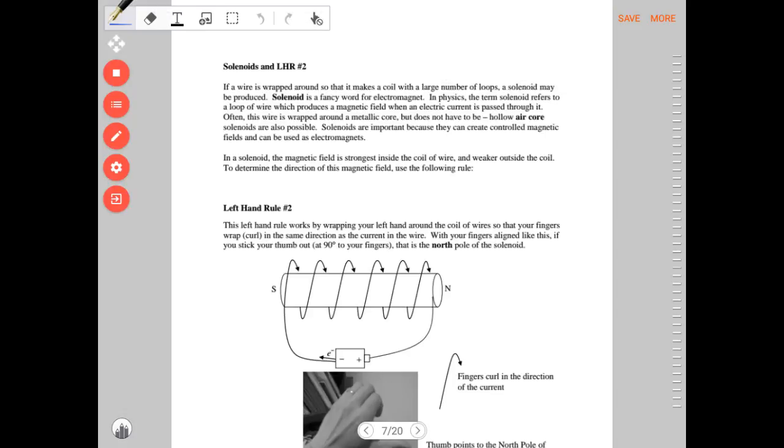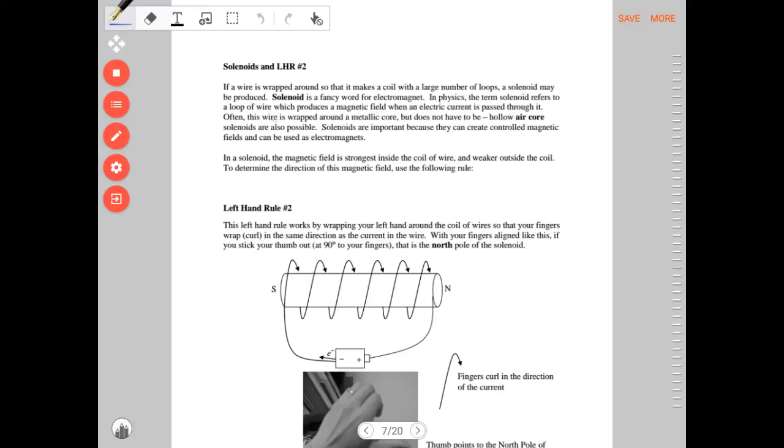Now, solenoids and left-hand rule number 2. All right, moving on. If the wire is wrapped around so it makes a coil with a large number of loops, a solenoid may be produced. Remember, solenoid is just a fancy word for electromagnet. In physics, the term solenoid refers to a loop of wire which produces a magnetic field when an electric current is passed through it.